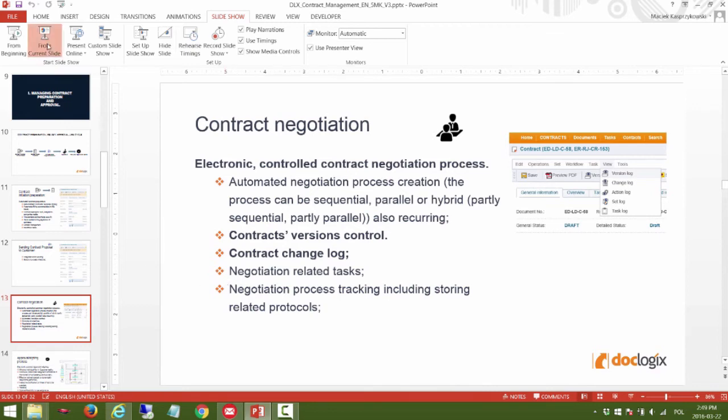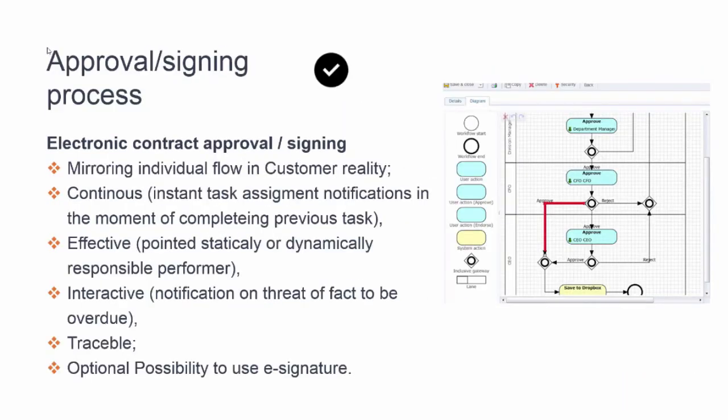Okay, let's continue. So finally, we are reaching a kind of agreed by both parties version, which stands for a final version. And it goes to internal approval process that leads to the signing of the contract. I'd like to emphasize that this approval cycle is mirrored by the individual flow of events in a single organization.